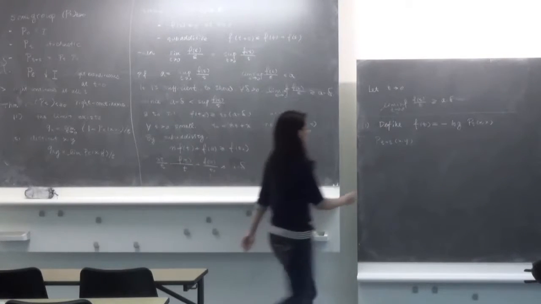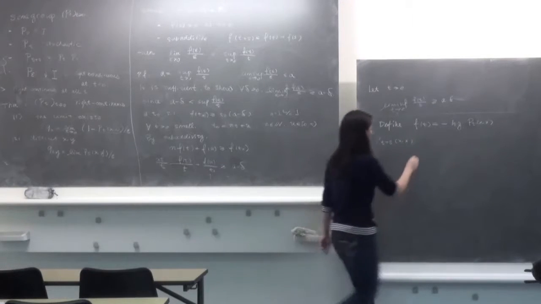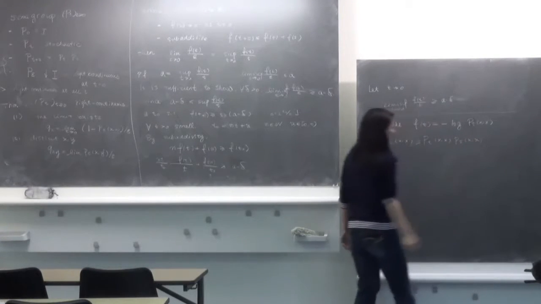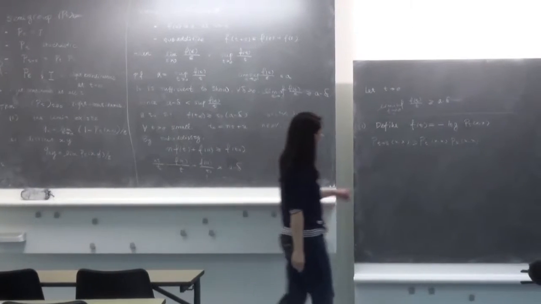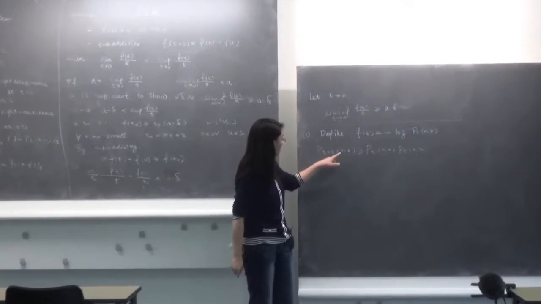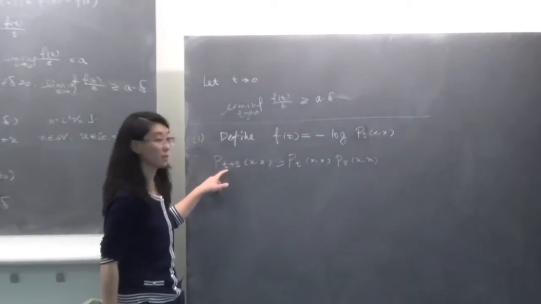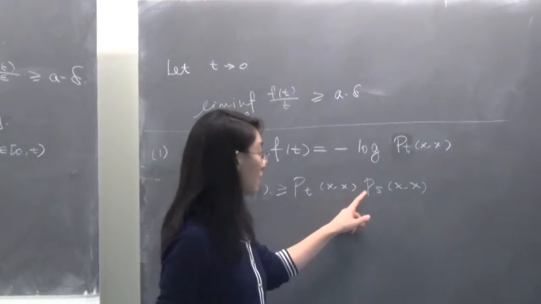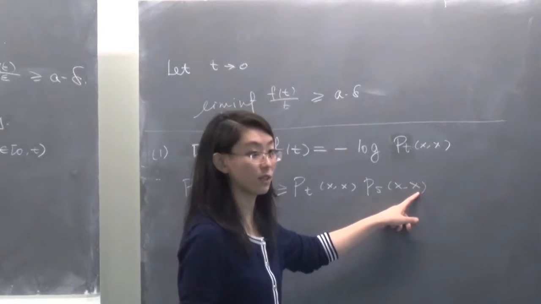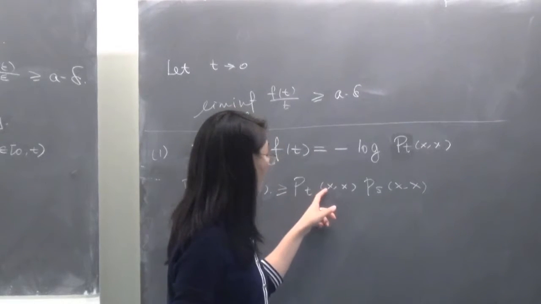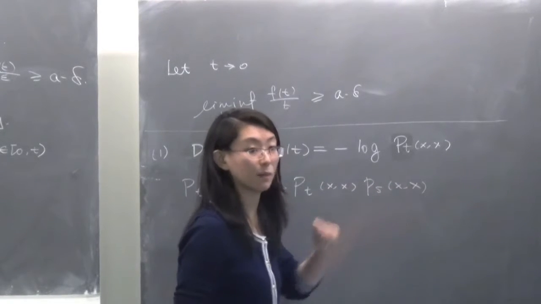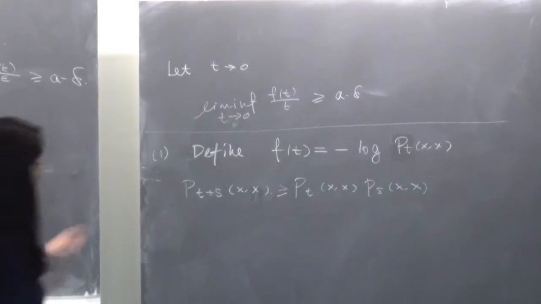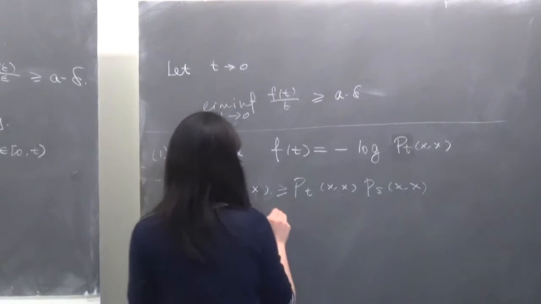So what we know is p_{t+s}(x,x) is greater than p_t(x,x) times p_s(x,x), because the left-hand side means that we start from x and jump to x by time t plus s. And for the right-hand side, it means that we start from x, we jump to x at t, and then we jump to x after another time s. So the right-hand side implies the process starts from x and ends at x by time t plus s. So at least this probability is less than the left-hand side. And so by this property, we conclude that this f has subadditivity.